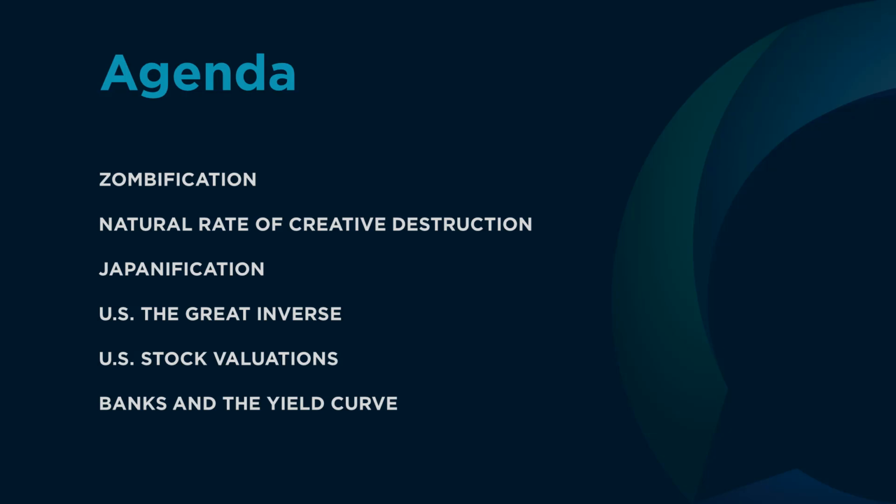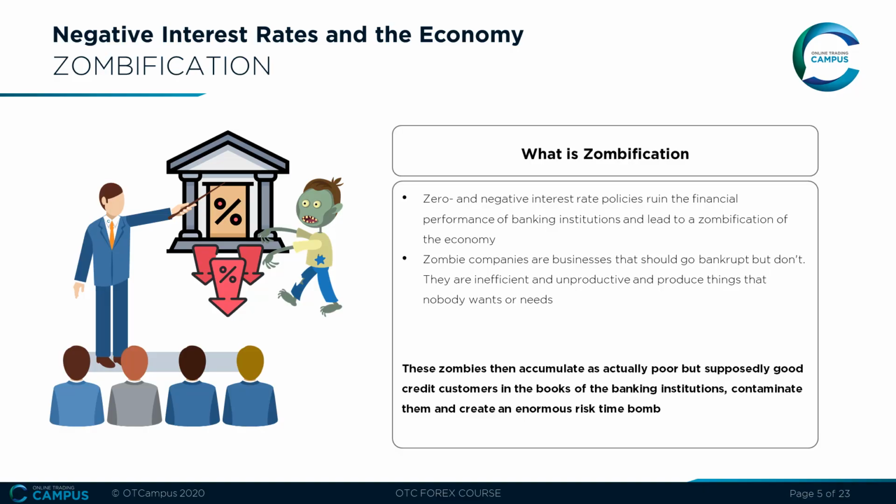So let's get started. In general, the zero interest rate and negative interest rate policies ruin the financial performance of banking institutions and lead to a zombification of the economy. The zombification of the economy results from the fact that businesses can no longer go bankrupt, since they are subsidized by low and negative interest rates. I'm going to show you some numbers on that in just a moment.